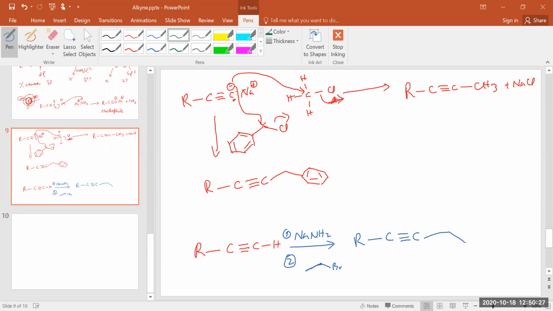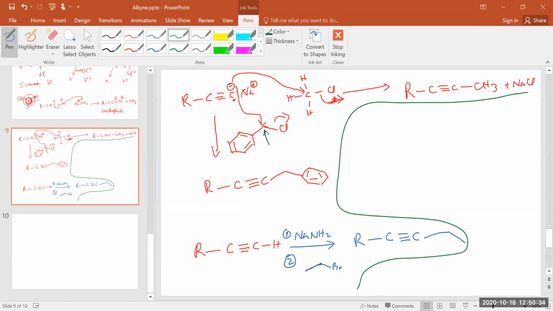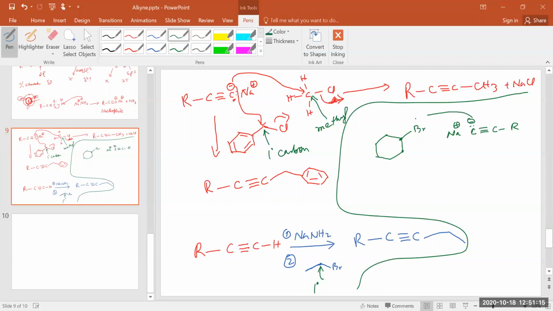One more thing you should keep in mind: to react with the nucleophile, this carbon should be a primary carbon. Primary alkyl halides or methyl halides are best. This here is also primary. But if you take a secondary bromide, because it has two carbons attached, it is more sterically hindered, and this anion cannot reach that carbon because of steric hindrance.